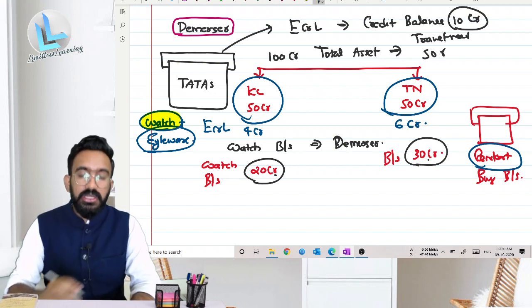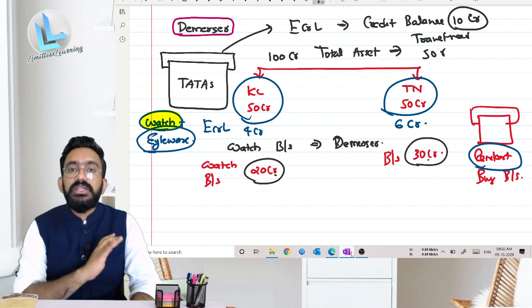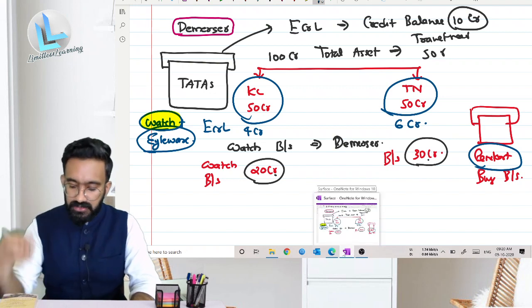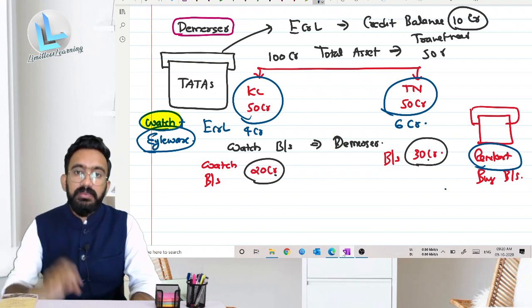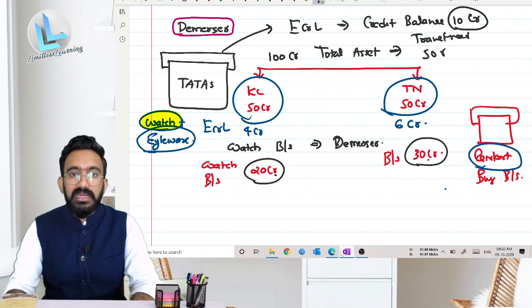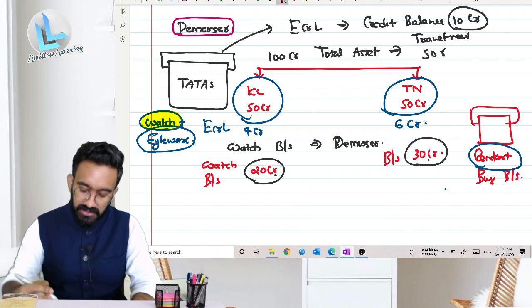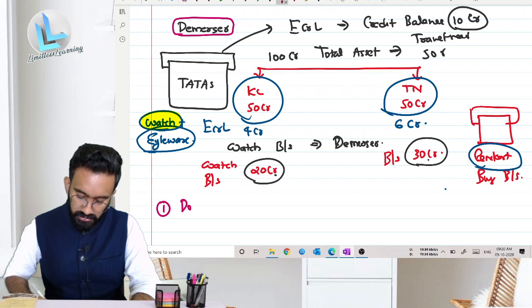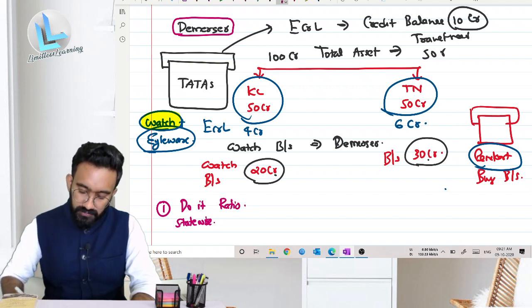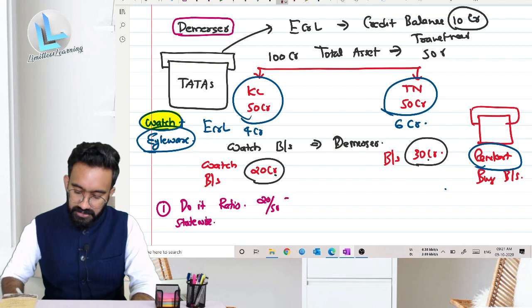Now the clarification here is, how do you give the credits to Lenskart? Can I give the credit 50% to Lenskart? Should I calculate it like this? The first clarification is that you should do this state-wise. What's the ratio of asset? 20 divided by 50, that is 40%. Here 30 divided by 50, that is 60%.